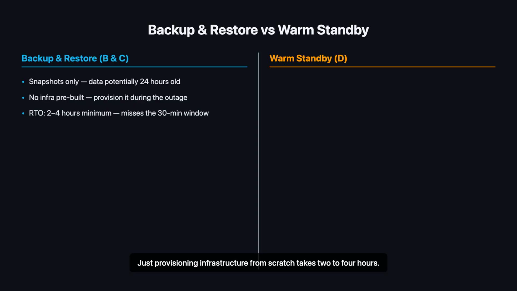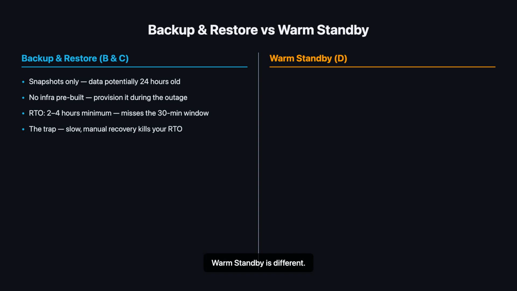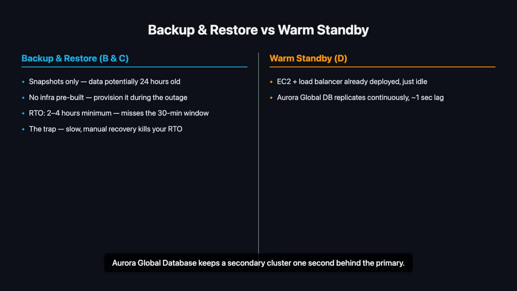Just provisioning infrastructure from scratch takes 2 to 4 hours. That's backup and restore, the trap hiding in options B and C. Warm standby is different. You already have EC2 instances deployed in the DR region. A load balancer is there too, just sitting idle. Aurora Global Database keeps a secondary cluster 1 second behind the primary.